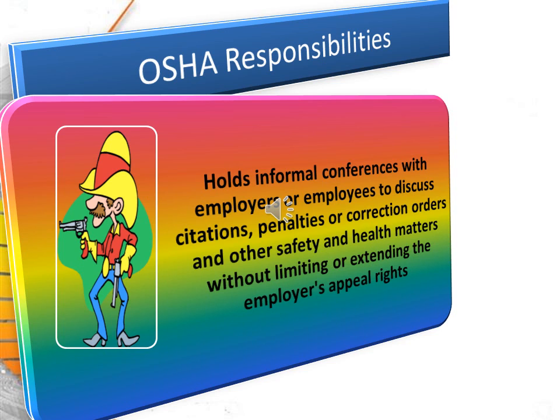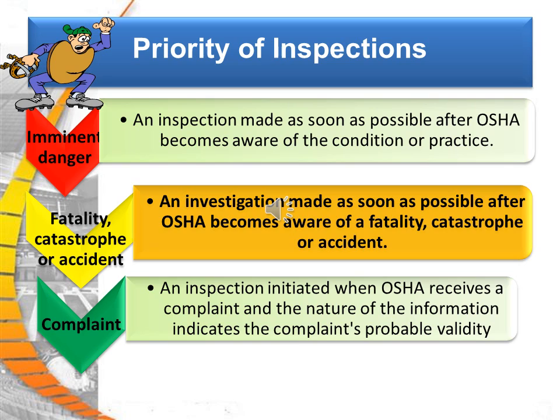OSHA will hold informal conferences with employers or employees to discuss citations, penalties, or correction orders, and other safety and health matters without limiting or extending the employer's appeal rights. Priority of inspections. An inspection is made as soon as possible when OSHA becomes aware of a condition or practice that is an imminent danger situation. In a fatality, catastrophe, or accident, an investigation may be made as soon as possible when OSHA becomes aware of it.